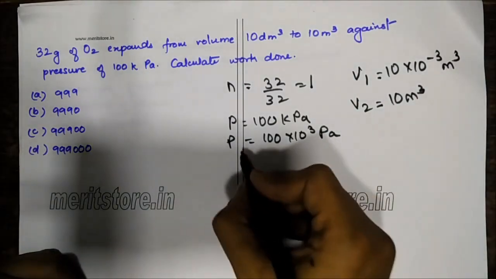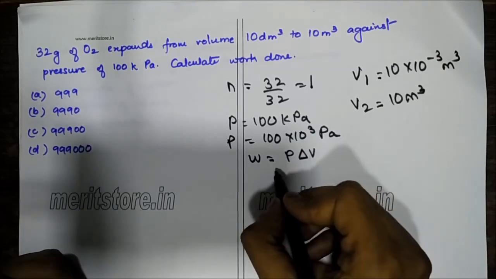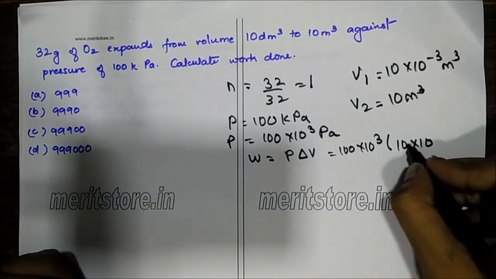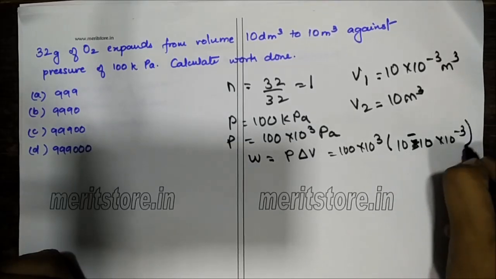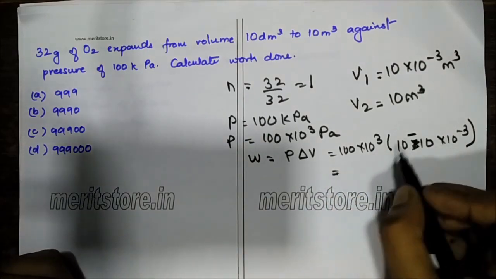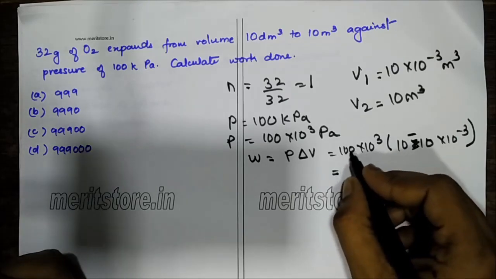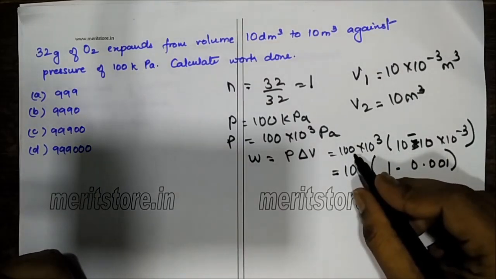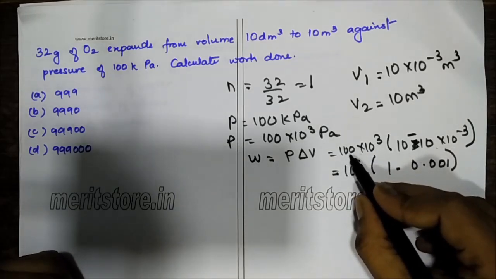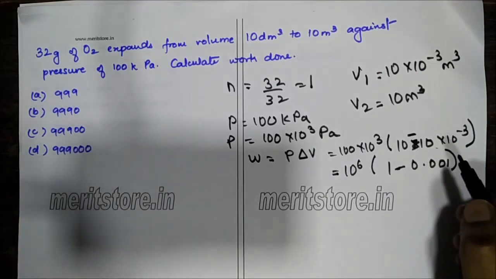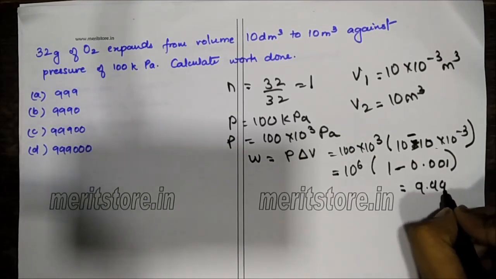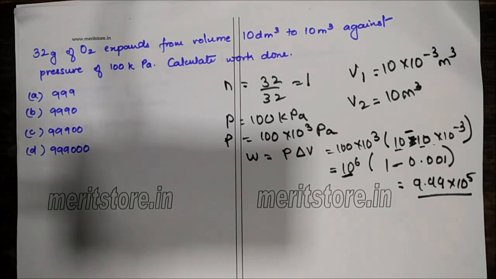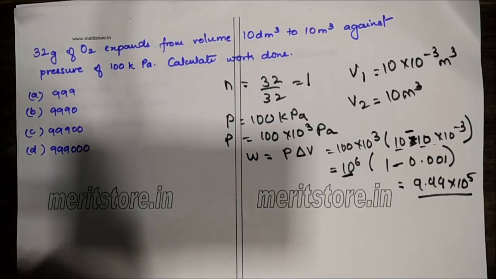and V2 they are already saying is 10 meter cube. Now we just have to substitute in the formula for work, which says P delta V. So my P is 100 into 10 raised to 3, and this is 10 minus 10 into 10 raised to minus 3. We take 10 raised to 3 and 10 raised to 3 common, so this becomes 10 raised to 6 into 1 minus 0.001, which is 9.99 into 10 raised to 5. So my answer is 9.99 into 10 raised to 5. So the correct option is D.